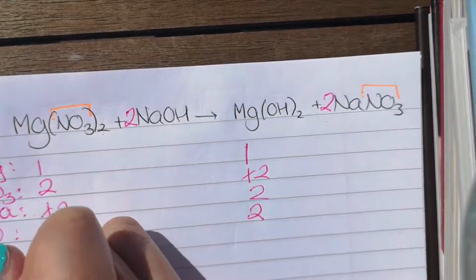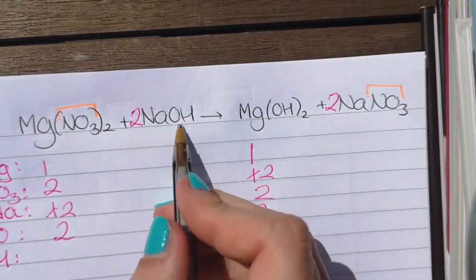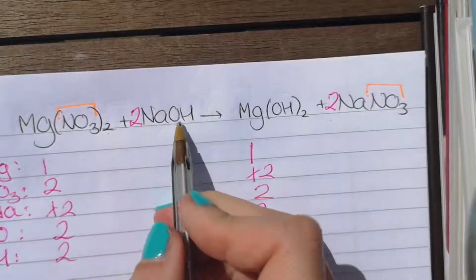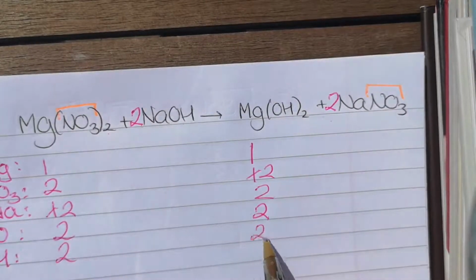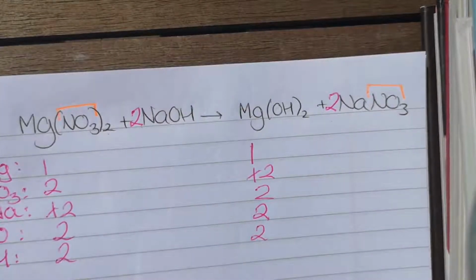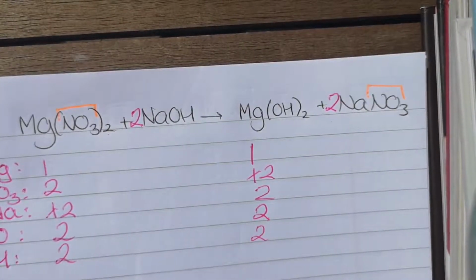Next thing I come to is my hydrogens. I've got 2 here because that balancing number applies to that whole chunk, and then on this side I've got 2 because the little 2 after the brackets applies to everything within the brackets. So that equation is now balanced.